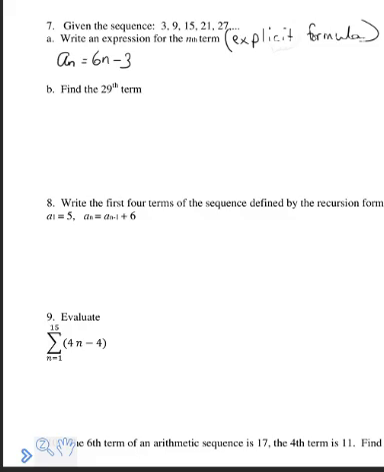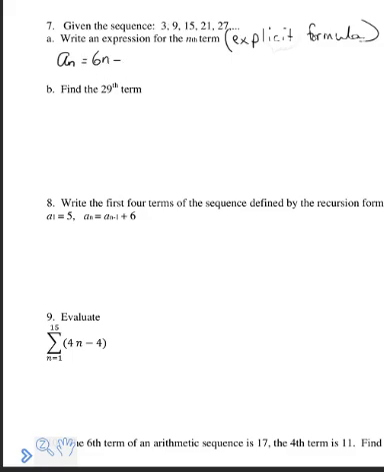And it helps to always check the formula. Once you have a formula, check it to make sure it works for the sequence. So if we plug in n equals 1, for example, into this explicit formula, 6 times 1 is 6, 6 minus 3 gives you your first term, 3.